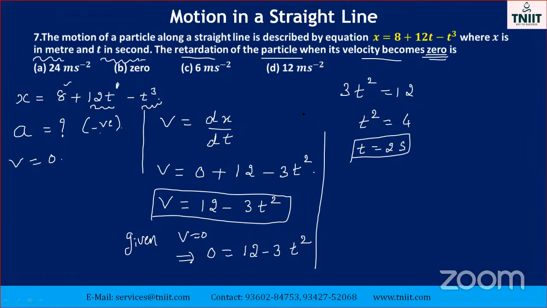But they are asking you to find the acceleration. By the definition, how to find the acceleration? You know that it is the rate of change of velocity, that is a is equal to dv by dt, isn't it? So how to differentiate this? Differentiation of 12 is 0, minus the differentiation of 3t squared, which is 6t.